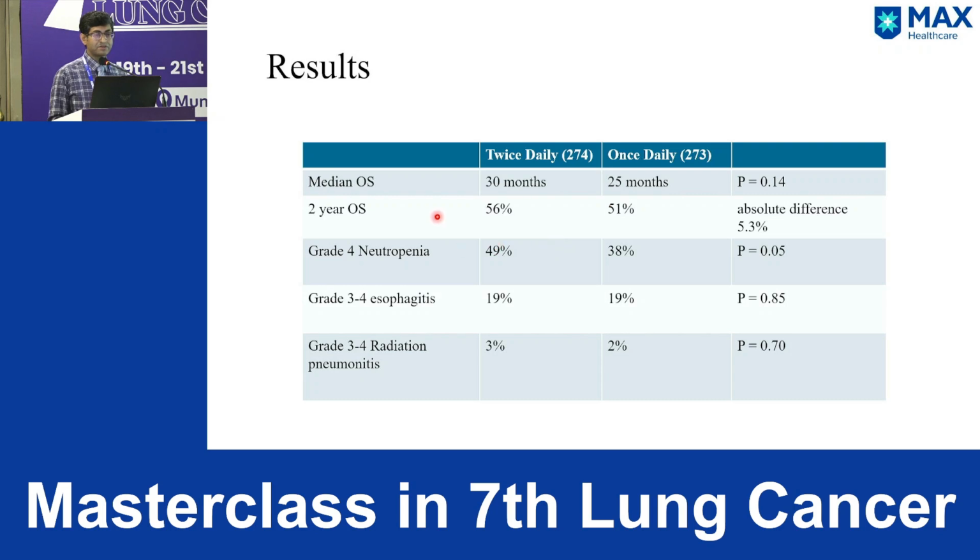Now, if you look at the trial, one more important thing is that this trial was designed to prove the superiority of single radiation per day, that means 2 gray per fraction. And if you see the median overall survival, that is not statistically different in both arms. If you see the neutropenia, it was more with the hyperfractionated arm, just borderline with a p-value of 0.05. Grade 3 and 4 esophagitis was the same. Grade 3 radiation pneumonitis was almost the same.